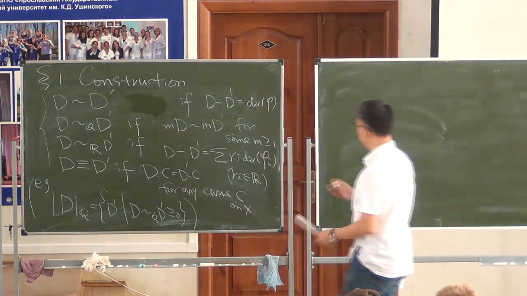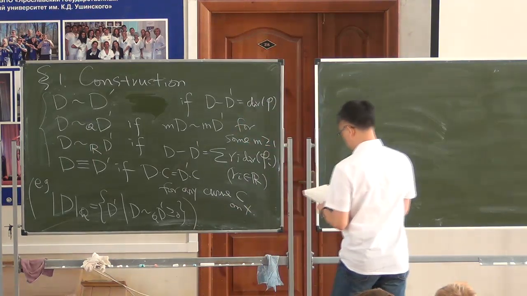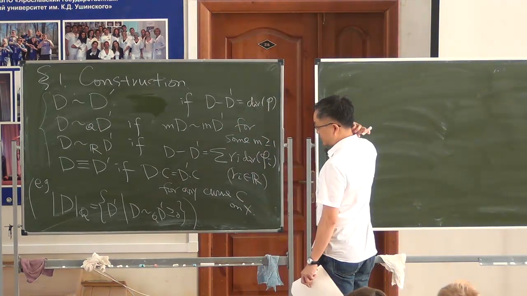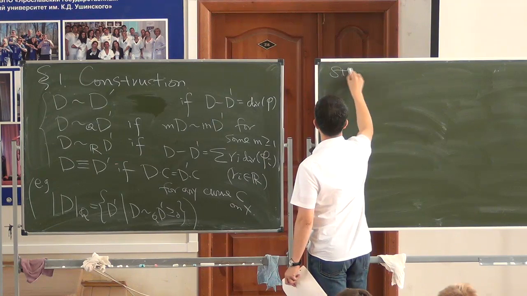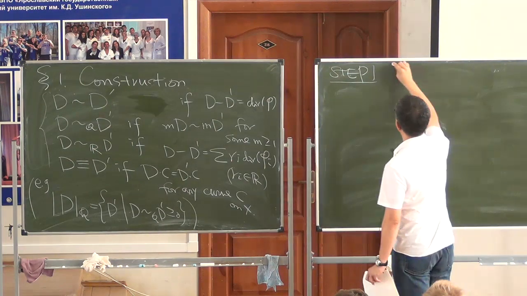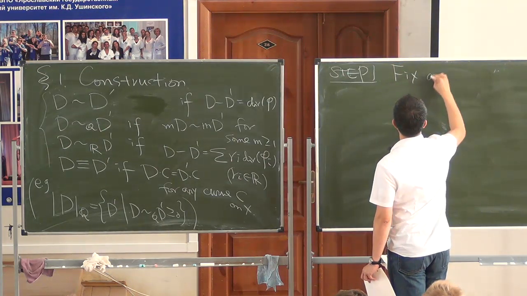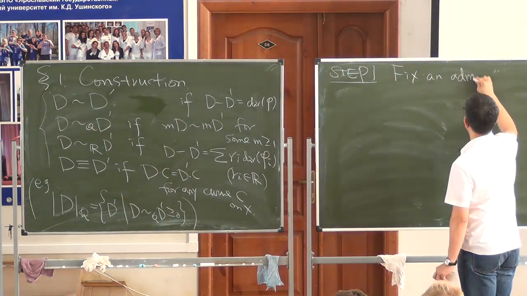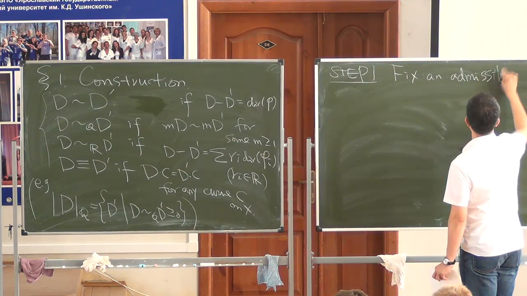So let's see how to construct the Okounkov body. Okay. So it's constructed in three steps. Okay. Step 1. So first, you need to fix an admissible flag.